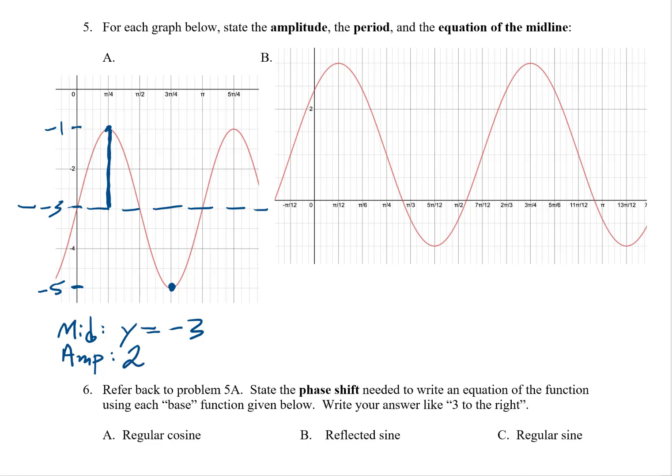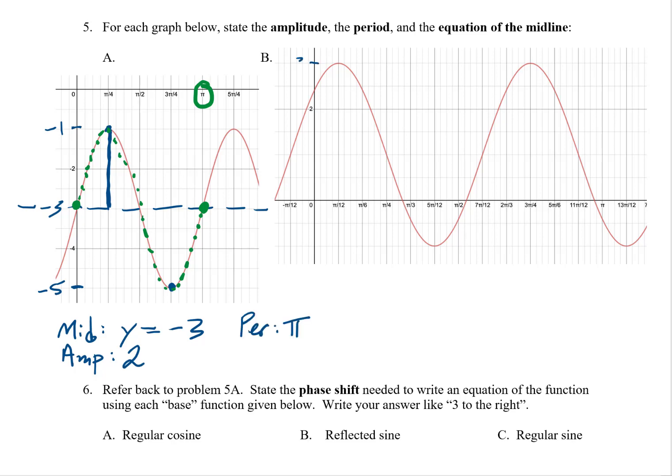Now for the period, I need to look left to right. I'm trying to figure out the smallest distance of x before the entire graph starts repeating itself. So if I think of this as the starting point, how far do I have to trace along here before this hill and this valley starts over? It looks like right here I'm about to get another hill and another valley and so forth. So that means the period of this graph is pi. Okay, let's take a look at the second one.